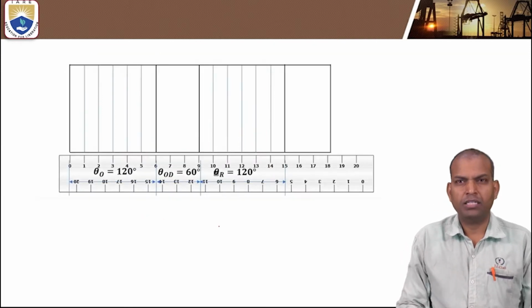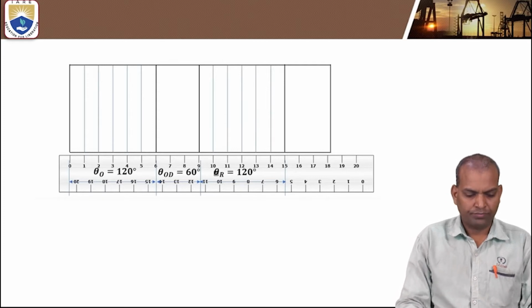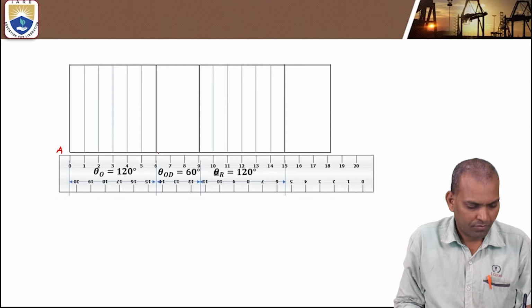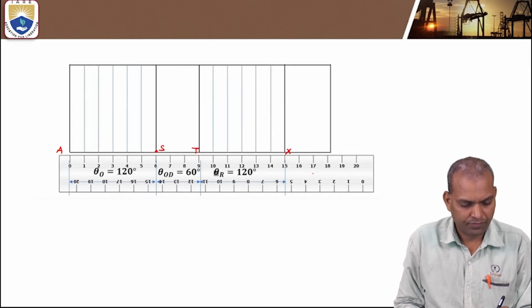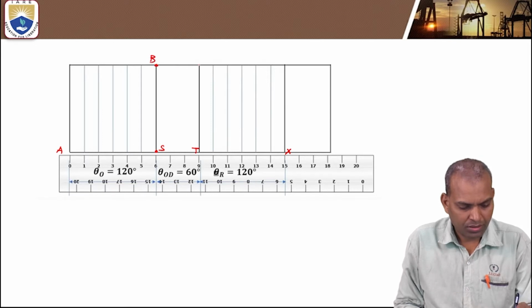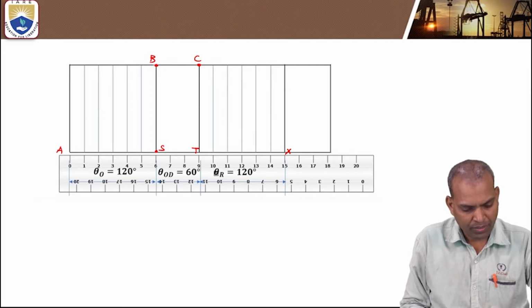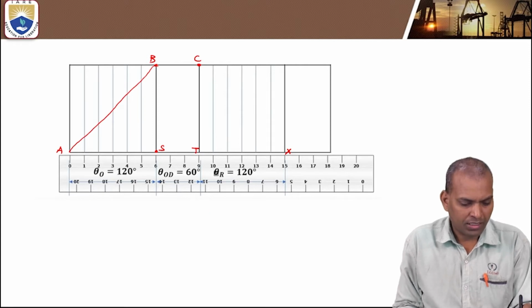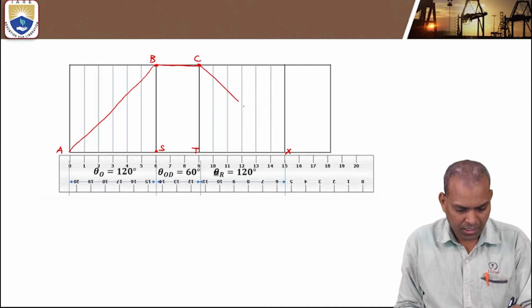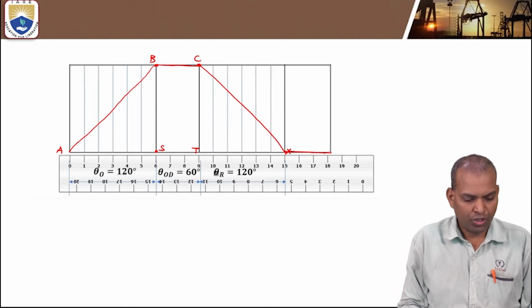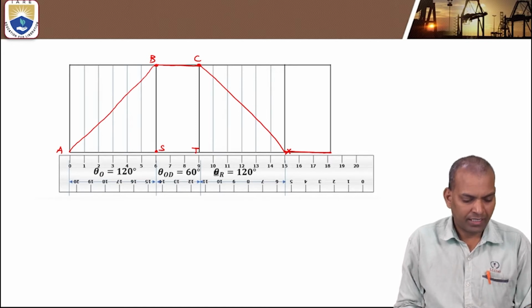So it is a uniform velocity motion. Mark these points here as A, S, T, X. Similarly, this is the B point and this is C. Now the motion of the follower is uniform velocity, so it becomes a straight line. Join A to B. It is the dwell zone, B to C. And again it is return, that is C to X. Now join this.